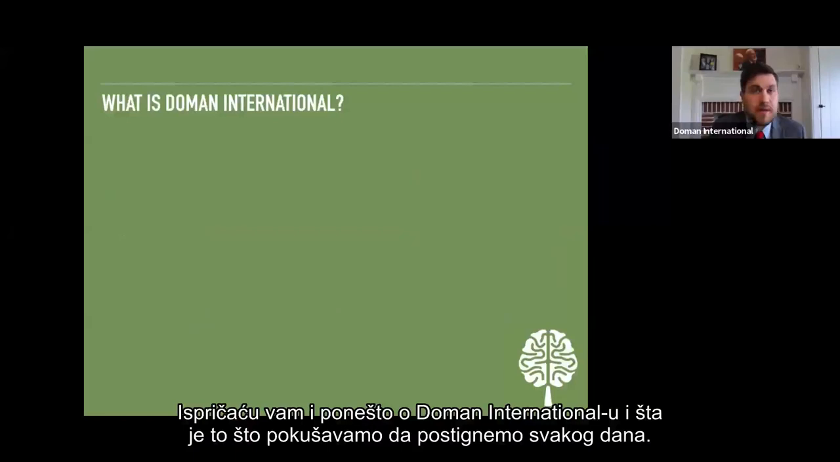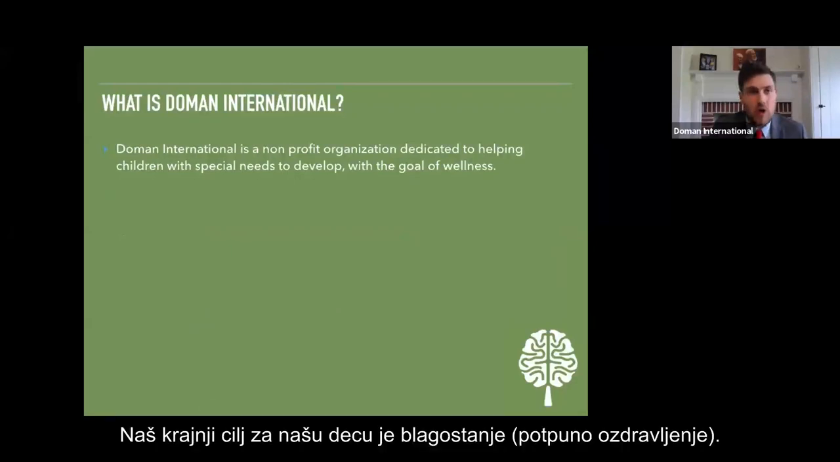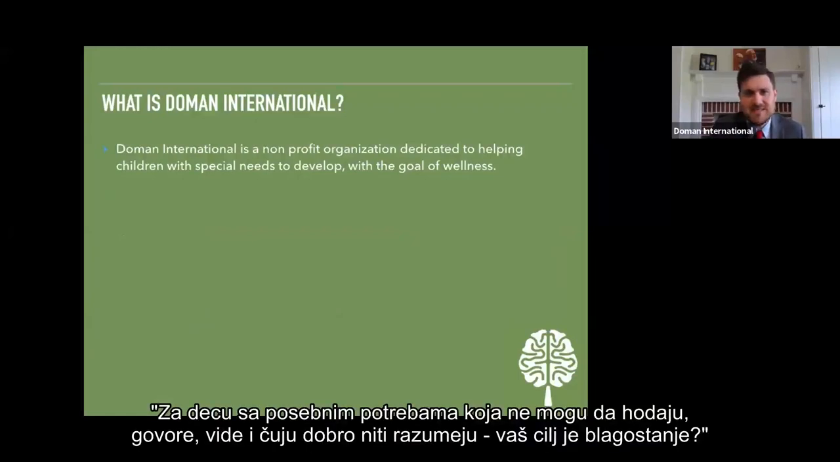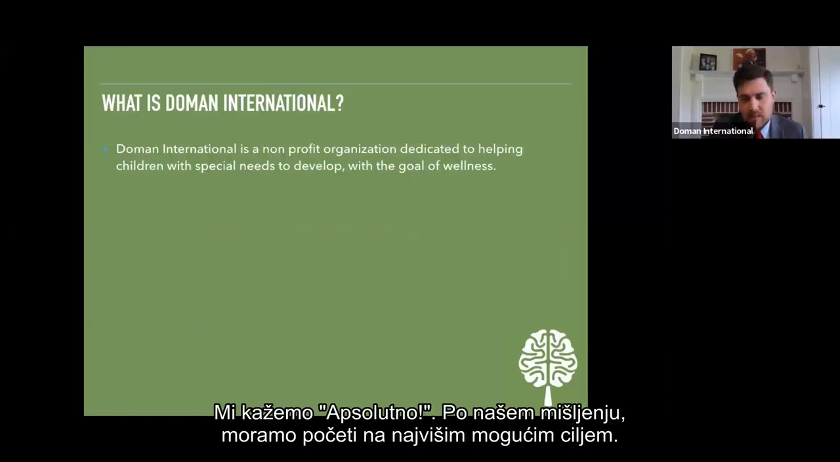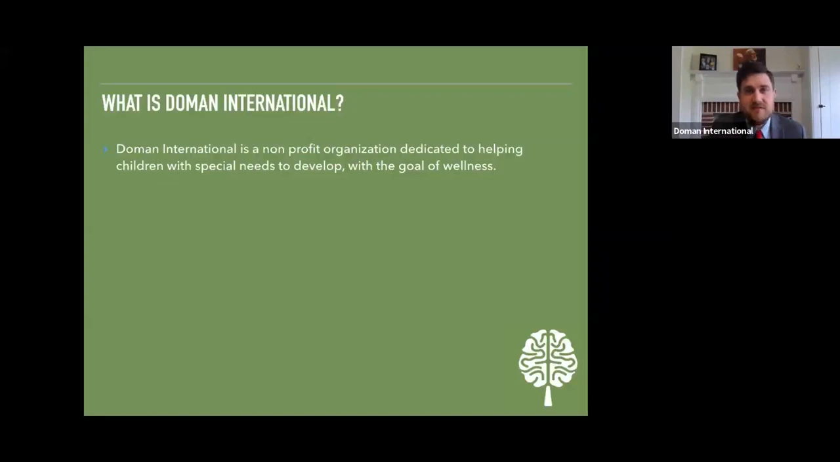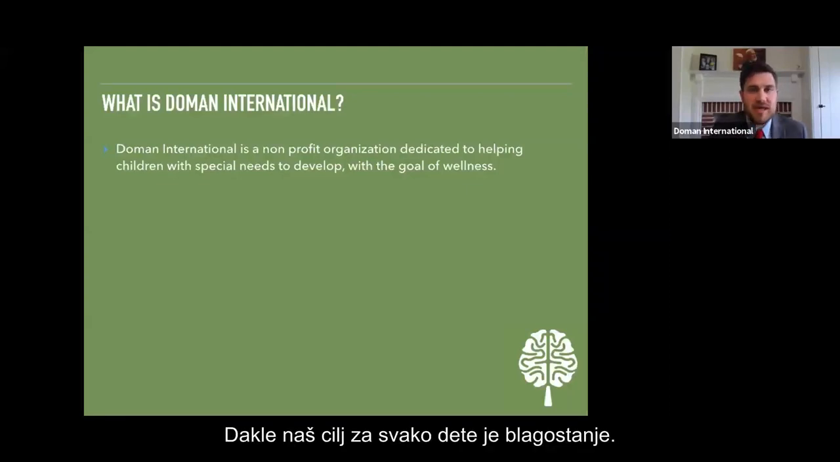Let me tell you a little bit about Doman International and what it is that we try to achieve each and every day. First of all, we're a nonprofit organization dedicated to helping kids with special needs to develop. Our ultimate goal for our children is wellness. Very often people hear this goal and they say, really? Kids with special needs who can't walk, talk, see well, hear, comprehend well, your goal is wellness? And we say, absolutely. In our opinion, we need to start with the highest goal imaginable, because if we set our sights low, we're not going to achieve good results, right? First, you need to be asking the right kinds of questions in order to find the answers. And so our goal for each and every kid is wellness.